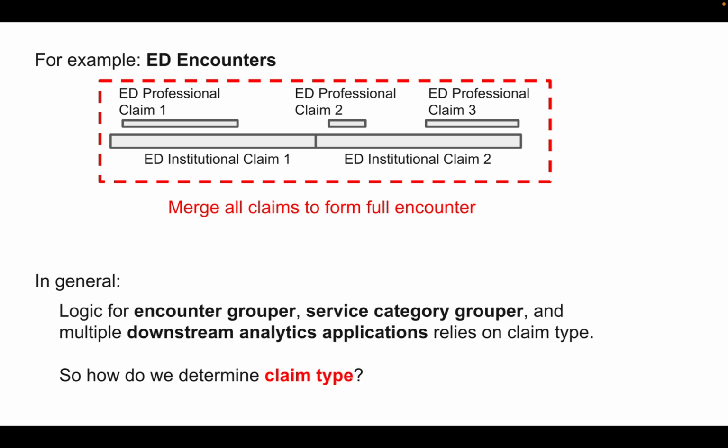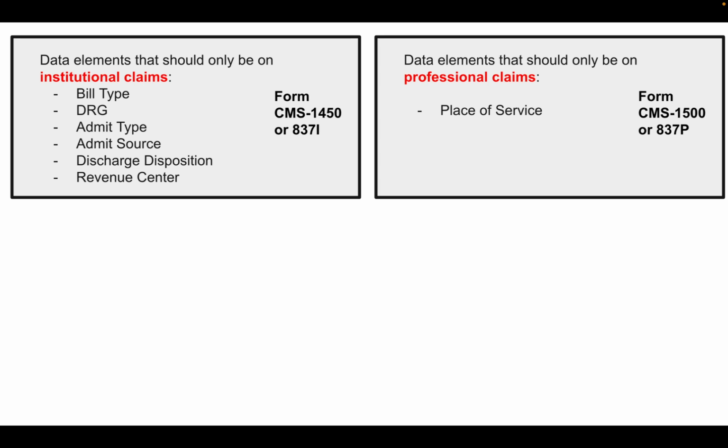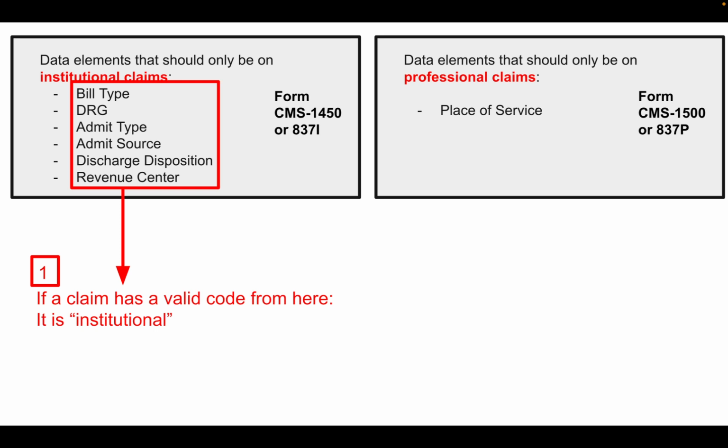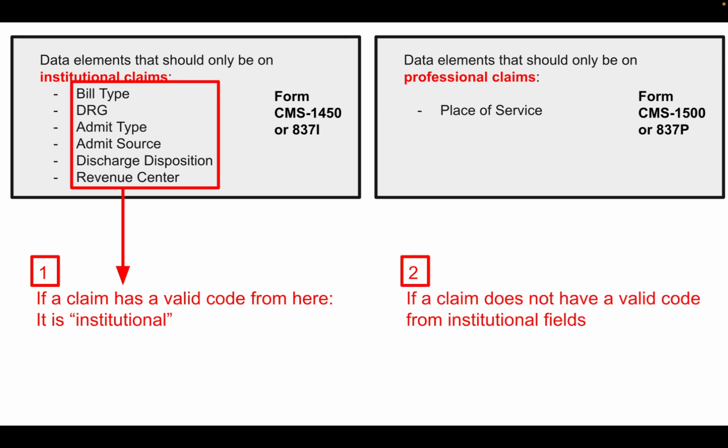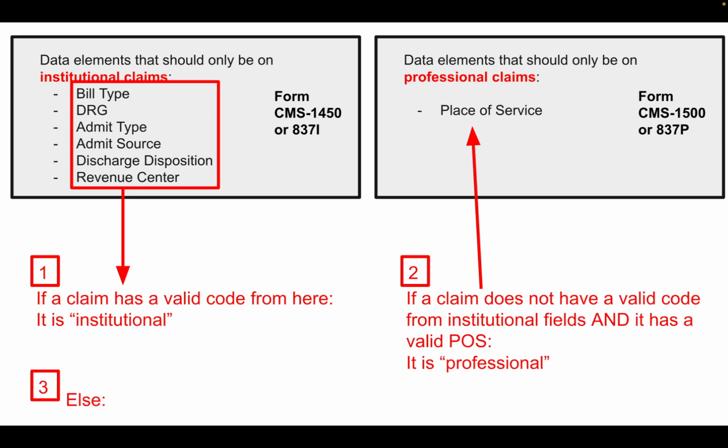So how do we determine claim type? Here's a simple rule that we use to determine claim type. The first thing we do is we look at the presence of any of these specific fields in the claim, and if the claim has a valid code from one of the elements on this list, we label the claim as institutional. If the claim does not have a valid code from those institutional fields and it has a valid place of service code, then we label the claim as professional. And if neither of those things is the case, we label the claim as undetermined.